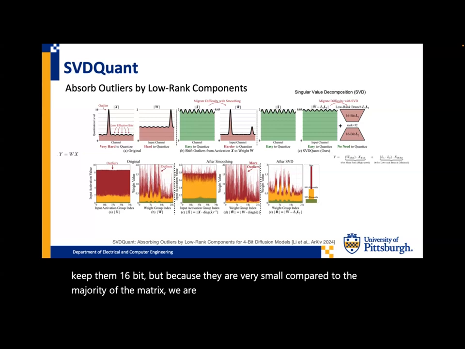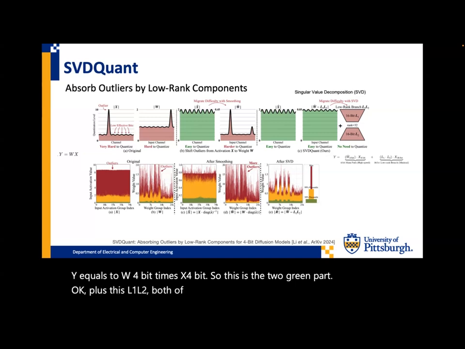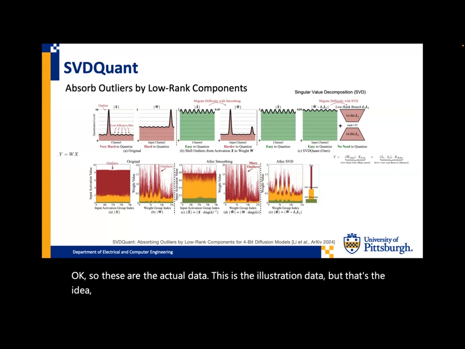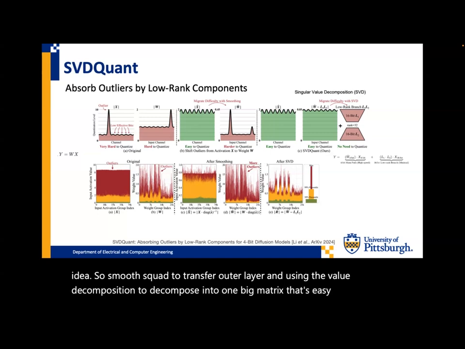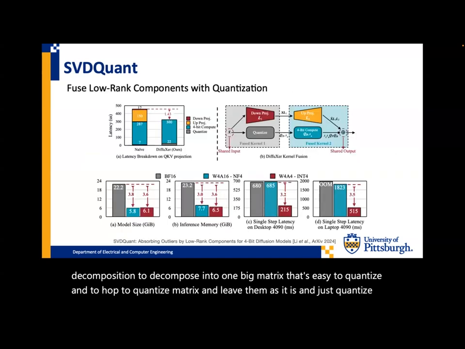But because they are very small compared to the majority of the matrix, we are fine. Now, instead of y equals wx, y equals w 4-bit times x 4-bit. So this is the two green part. Okay, plus this L1, L2, both of them 16 bits, times the x. Make sense? So these are the actual data; this is the illustration data. But that's the idea: SmoothQuant to transfer the outlier, and using the singular value decomposition to decompose into one big matrix that's easy to quantize and two hard to quantize matrices, leave them as they are, and just quantize the big part.